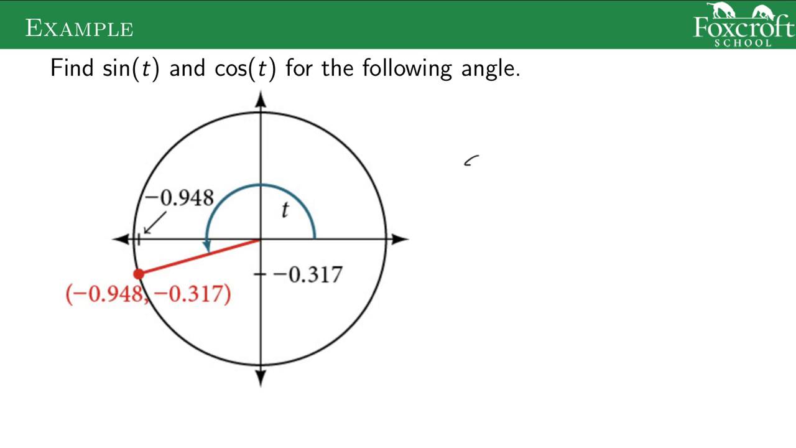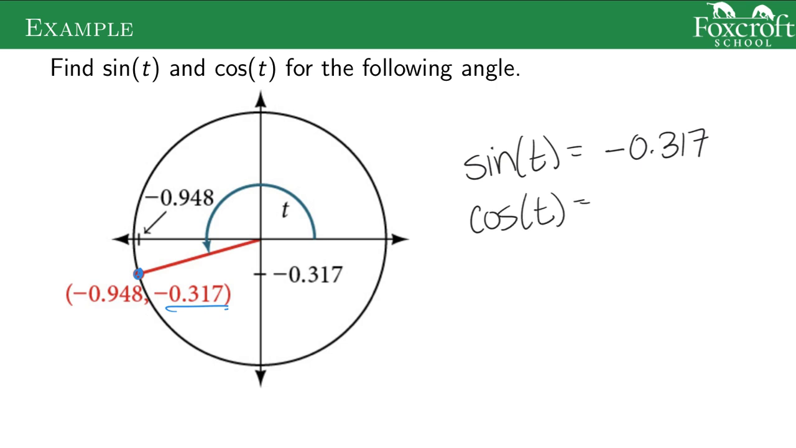All right, what about this one? Nothing's going to change. Let's find sine. Hopefully you already say in your head what sine is. We have our angle, it hits the unit circle, sine's the y value. So it's negative 0.317. All right, cosine, exact same thing, but for cosine we use the x value, negative 0.948.